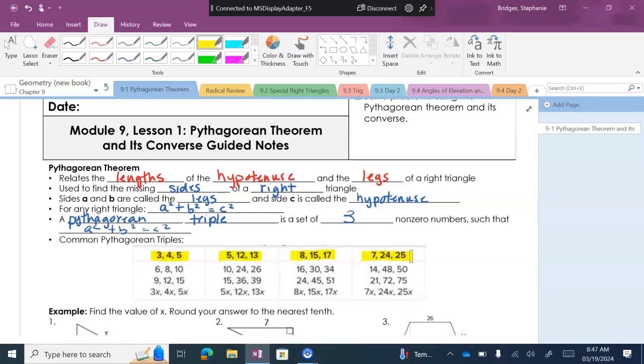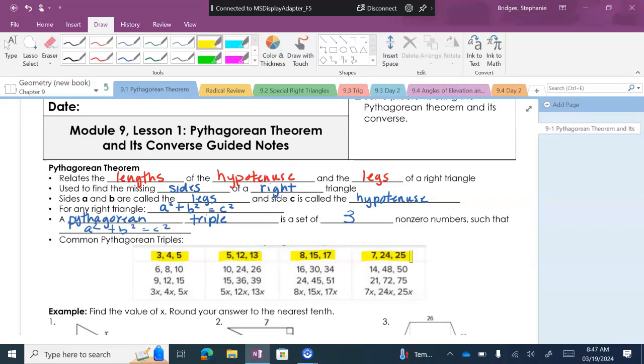So watch this. You don't have to write this down. In 3, 4, 5, which one of those would be my hypotenuse? 5, the biggest one, right? So let's just check. 3 squared plus 4 squared equals 5 squared. Let's see if this is true. What's 3 squared? 9. What's 4 squared? 16. 5 squared is 25. Does 9 plus 16 equal 25? It does, right?